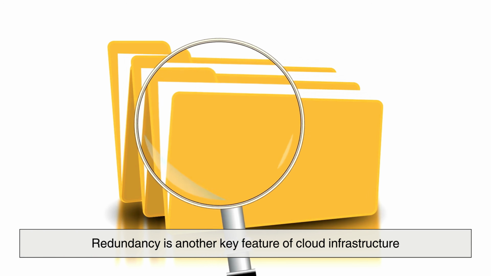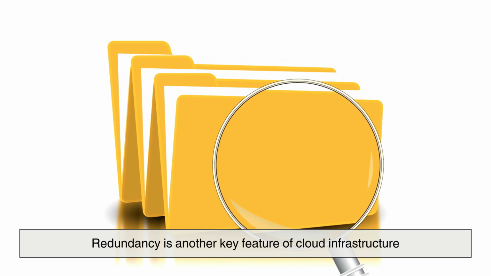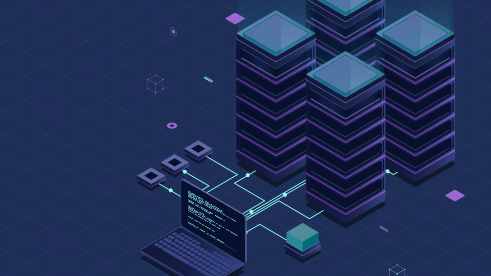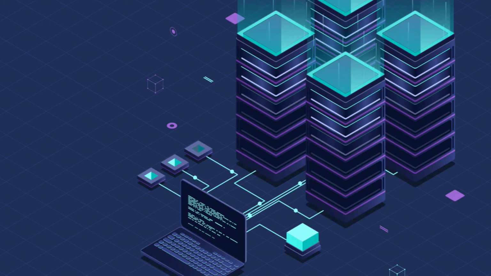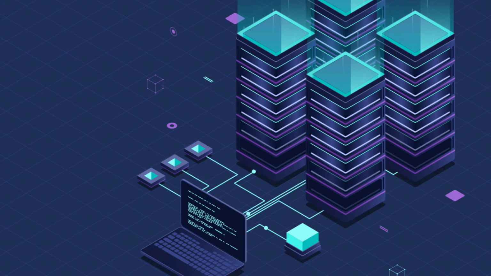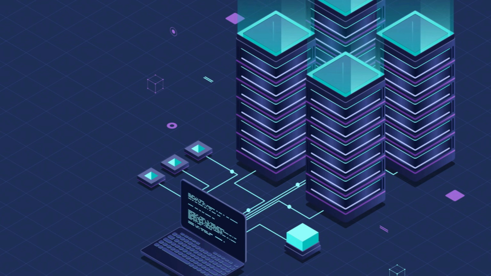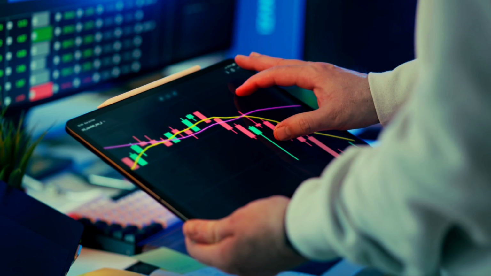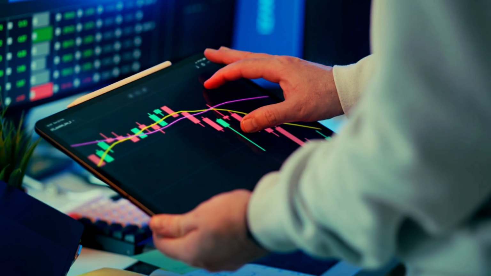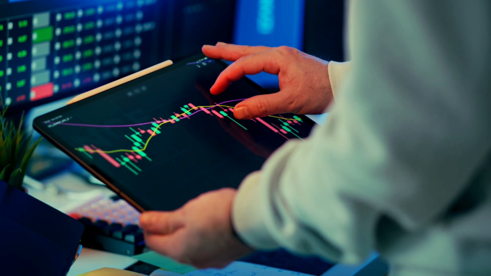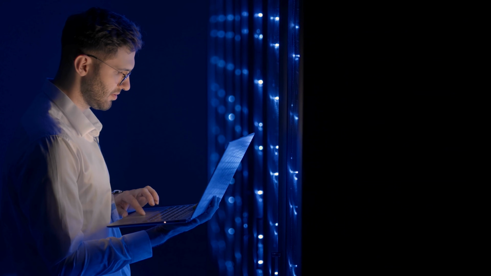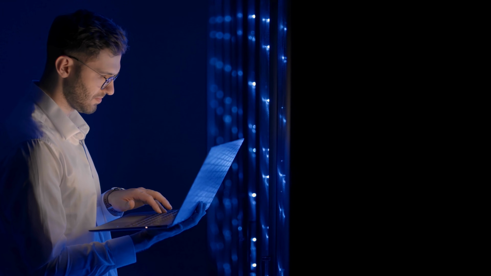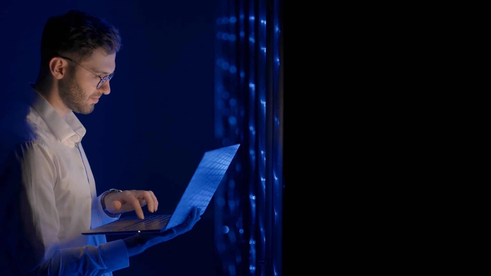Redundancy is another key feature of cloud infrastructure. Your files aren't usually stored in just one place. Instead, they are duplicated across multiple servers and sometimes even across multiple geographic regions. This means that if one machine fails, another can instantly take over. It's one reason cloud storage is often more reliable than storing files on a single personal device.